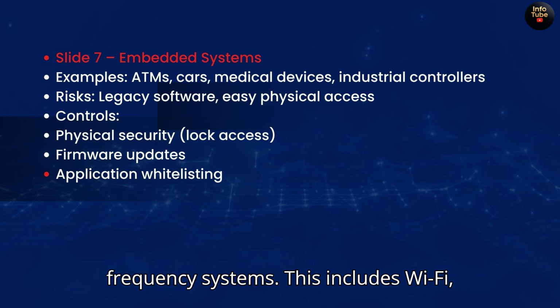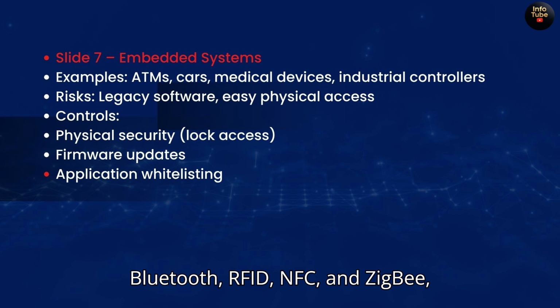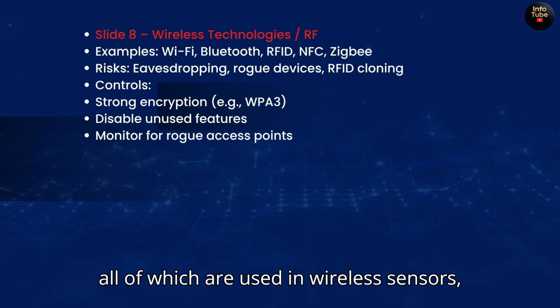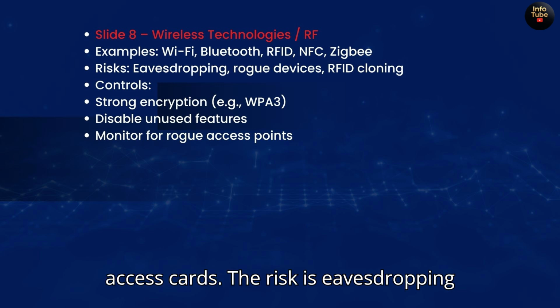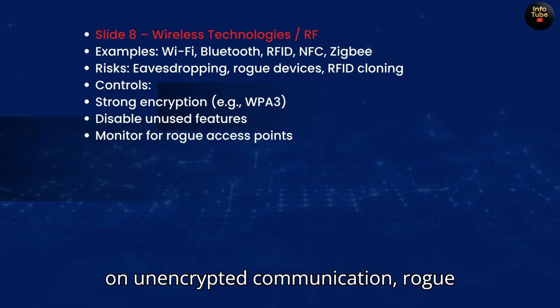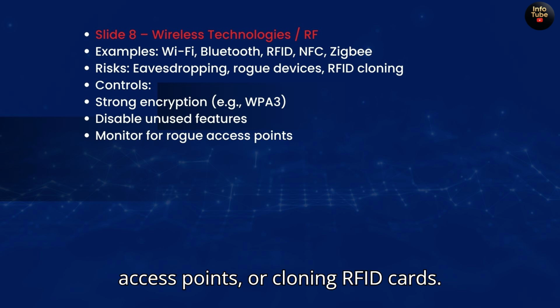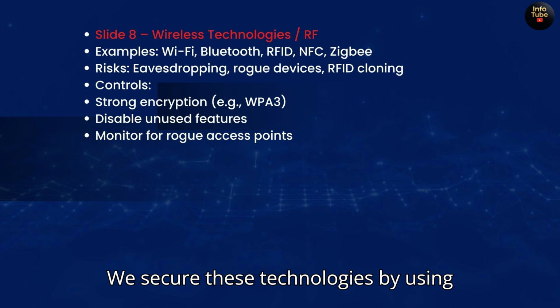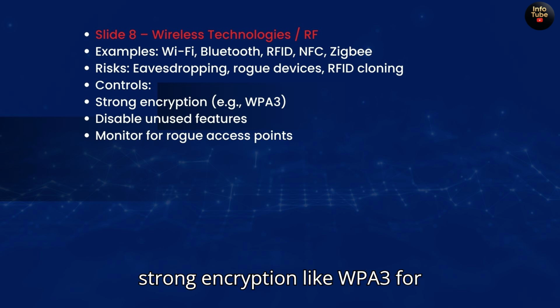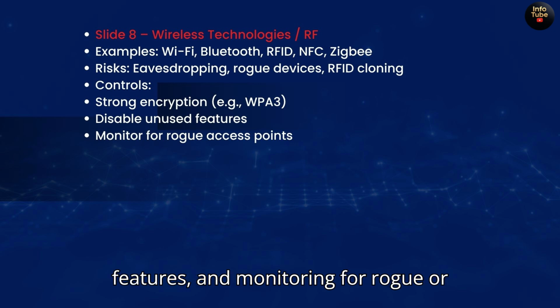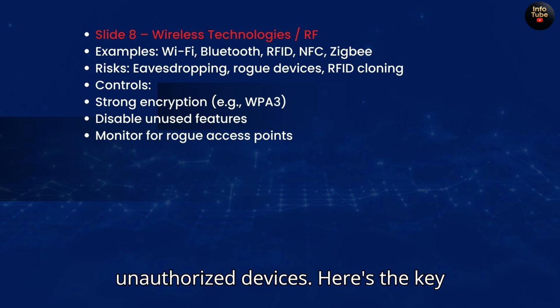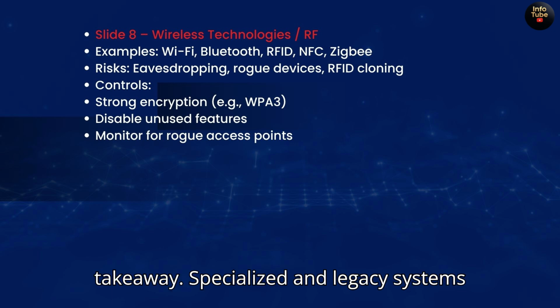This includes Wi-Fi, Bluetooth, RFID, NFC, and Zigbee, all of which are used in wireless sensors, payment systems, smart devices, and access cards. The risk is eavesdropping on unencrypted communication, rogue access points, or cloning RFID cards. We secure these technologies by using strong encryption like WPA3 for Wi-Fi, disabling unused wireless features, and monitoring for rogue or unauthorized devices. Here's the key takeaway.